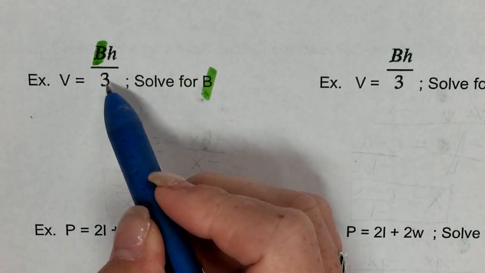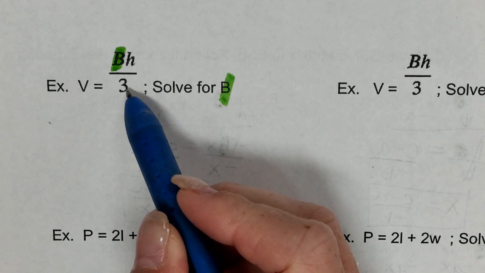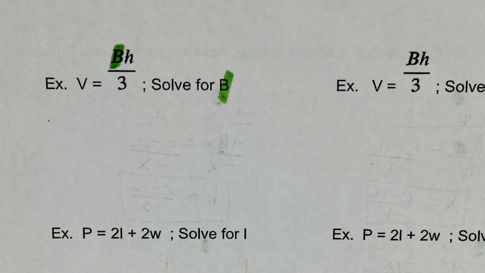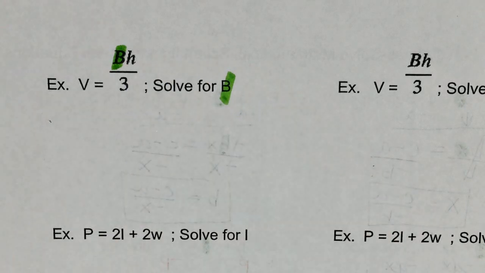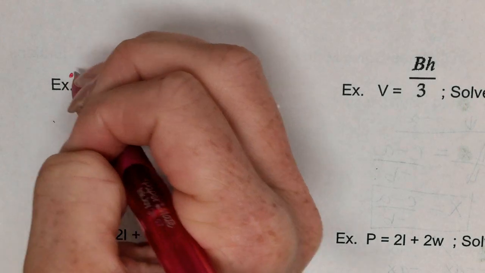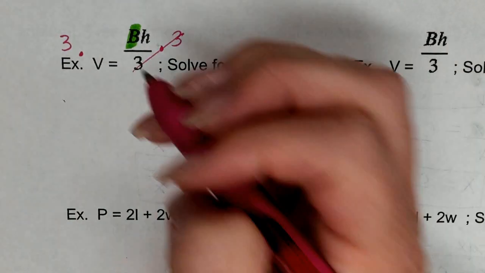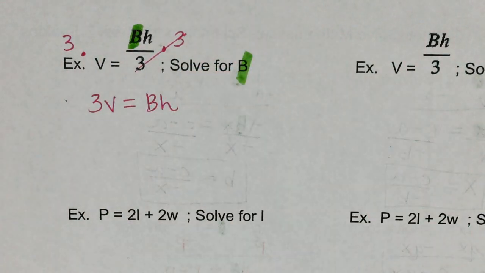All right, so what is on the same side as B that's got to go? 3, and which one should I get rid of first? The 3. What's the opposite of divide by 3? Multiply by 3. Whatever I do to the left, I have to do to the right. So I go like this. I have 3V equals BH.